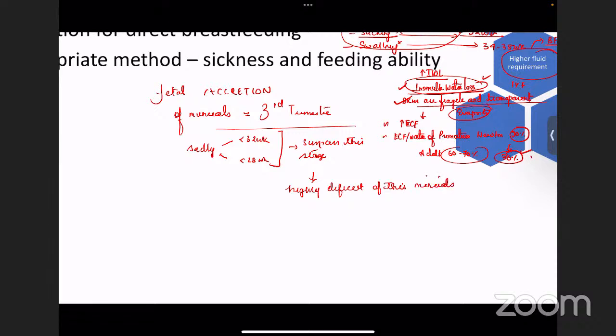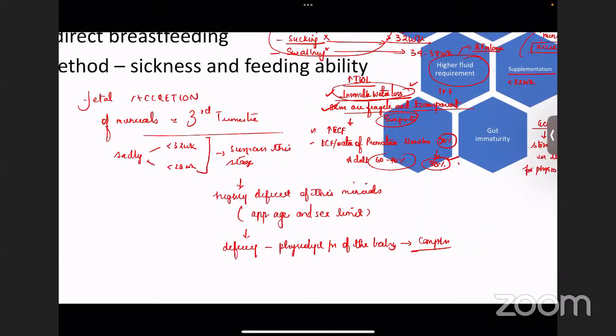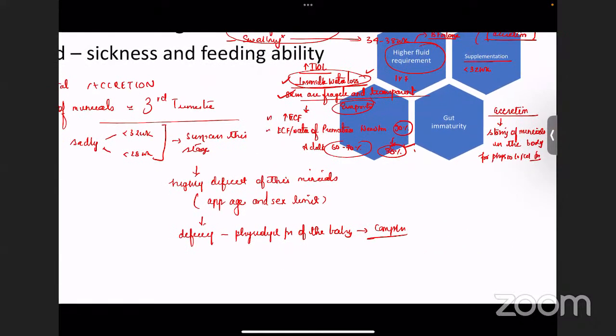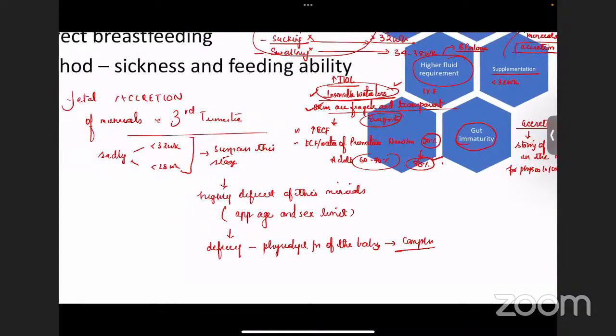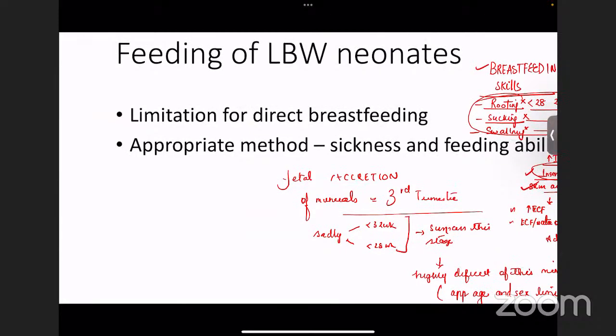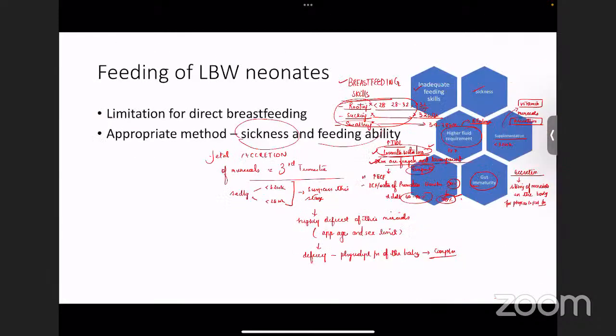Now, when these minerals are not given for the appropriate age and sex limit, the child will develop a deficiency, which will impact various physiological functions of the baby, leading to complications. In order to prevent this, you have to do supplementation. This supplementation is not going to be provided by the breast milk. And the last thing is gut maturity. Most children's guts are immature, less than 28 weeks more specifically. So as a result, they cannot directly breastfeed. The appropriate method is determined by the sickness of the child and the feeding ability, which we'll see.